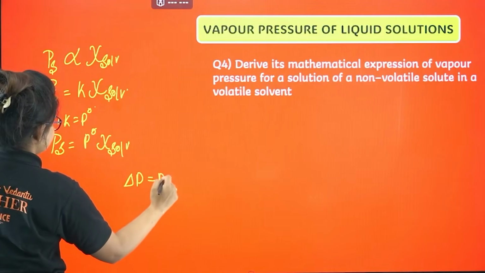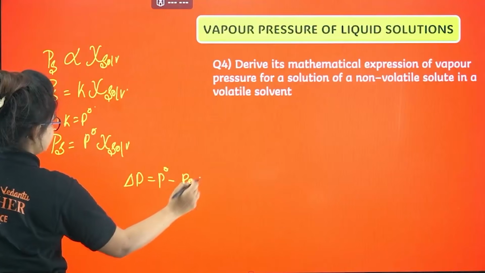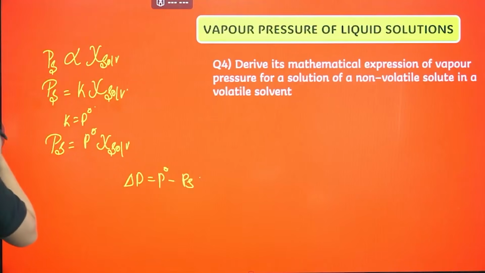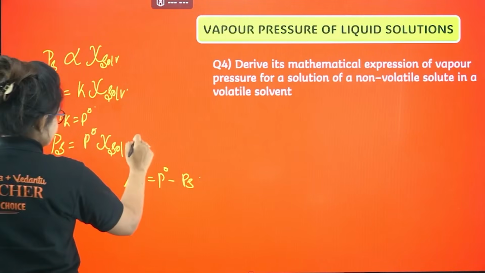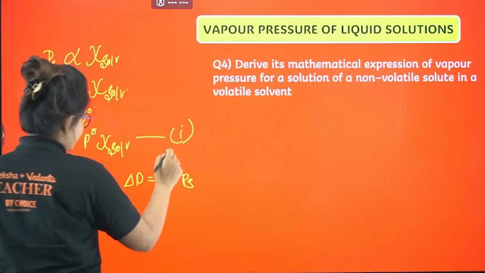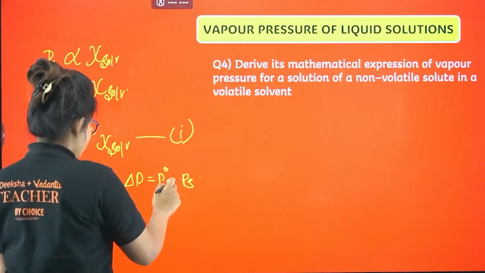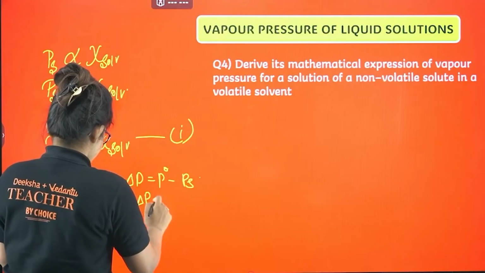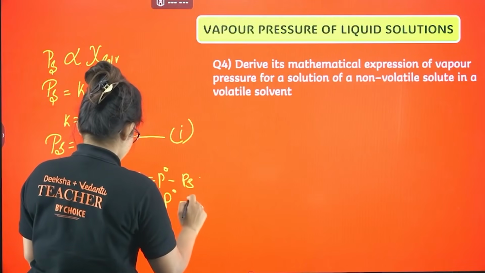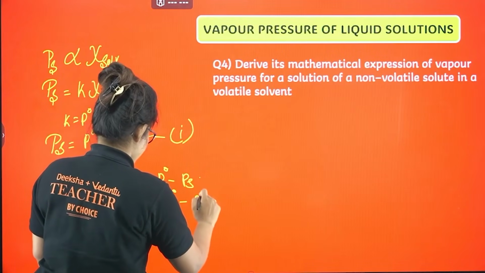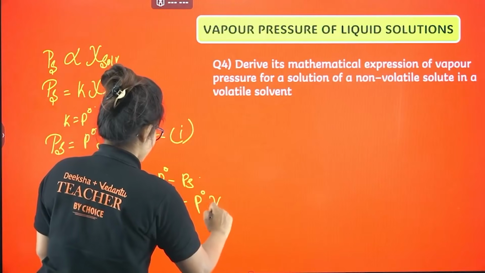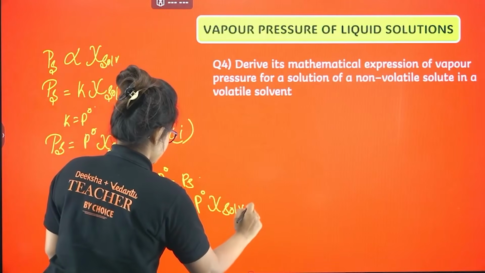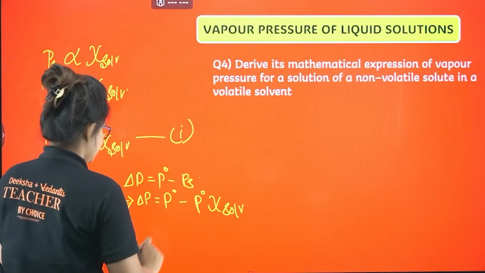Delta P is basically equal to P naught minus PS, right? Now here, let's say this is my equation number 1. From equation 1, I am going to put the value of PS here. So delta P equals P naught minus P naught of mole fraction of solvent. Okay, just replacing the PS here.